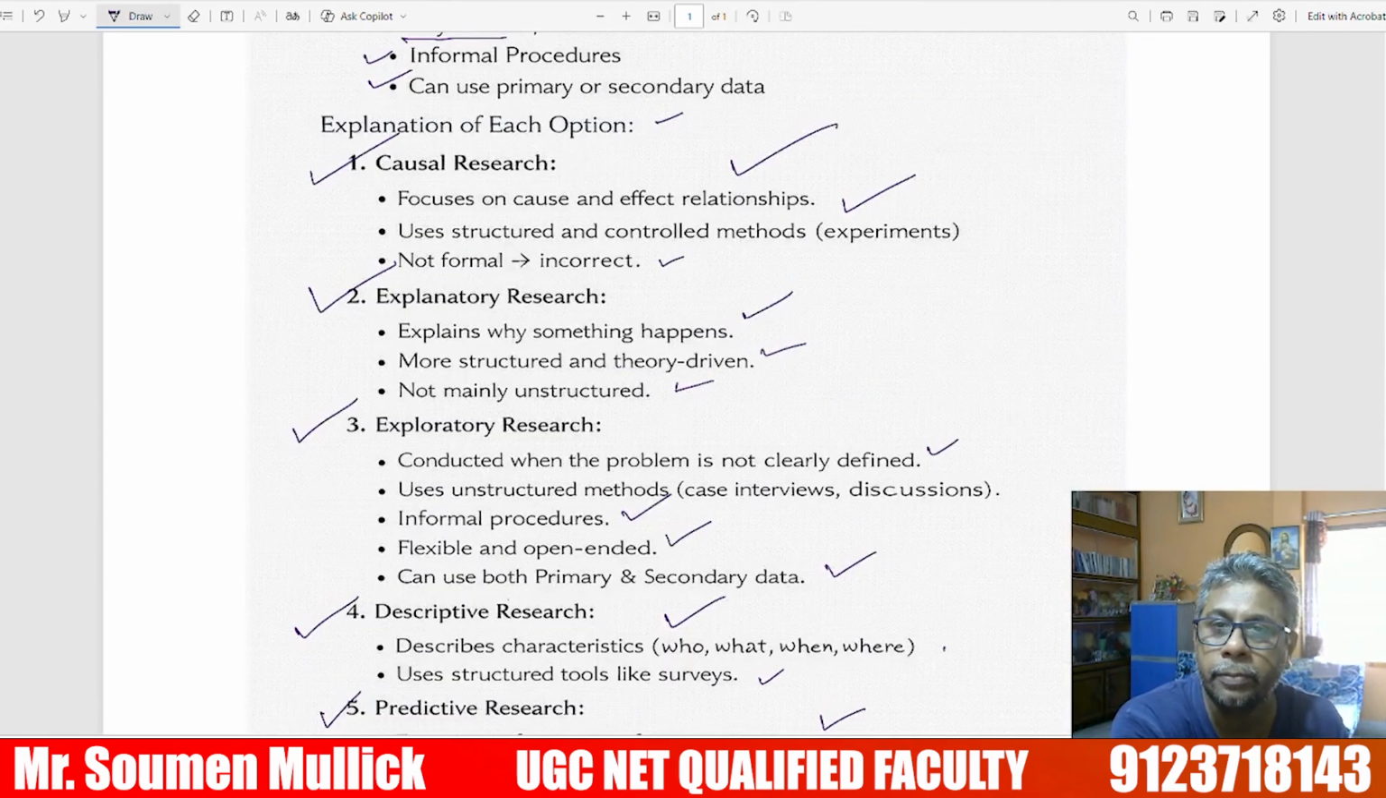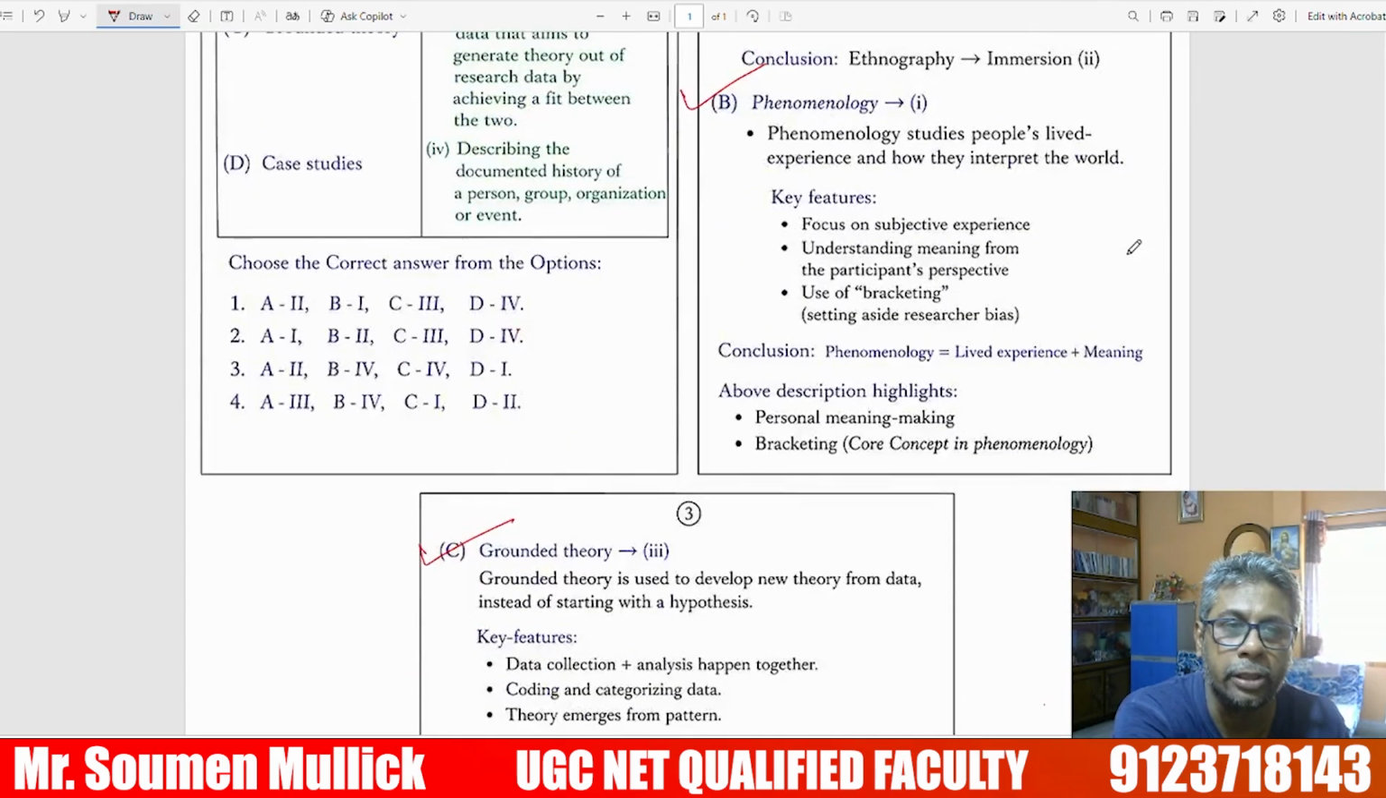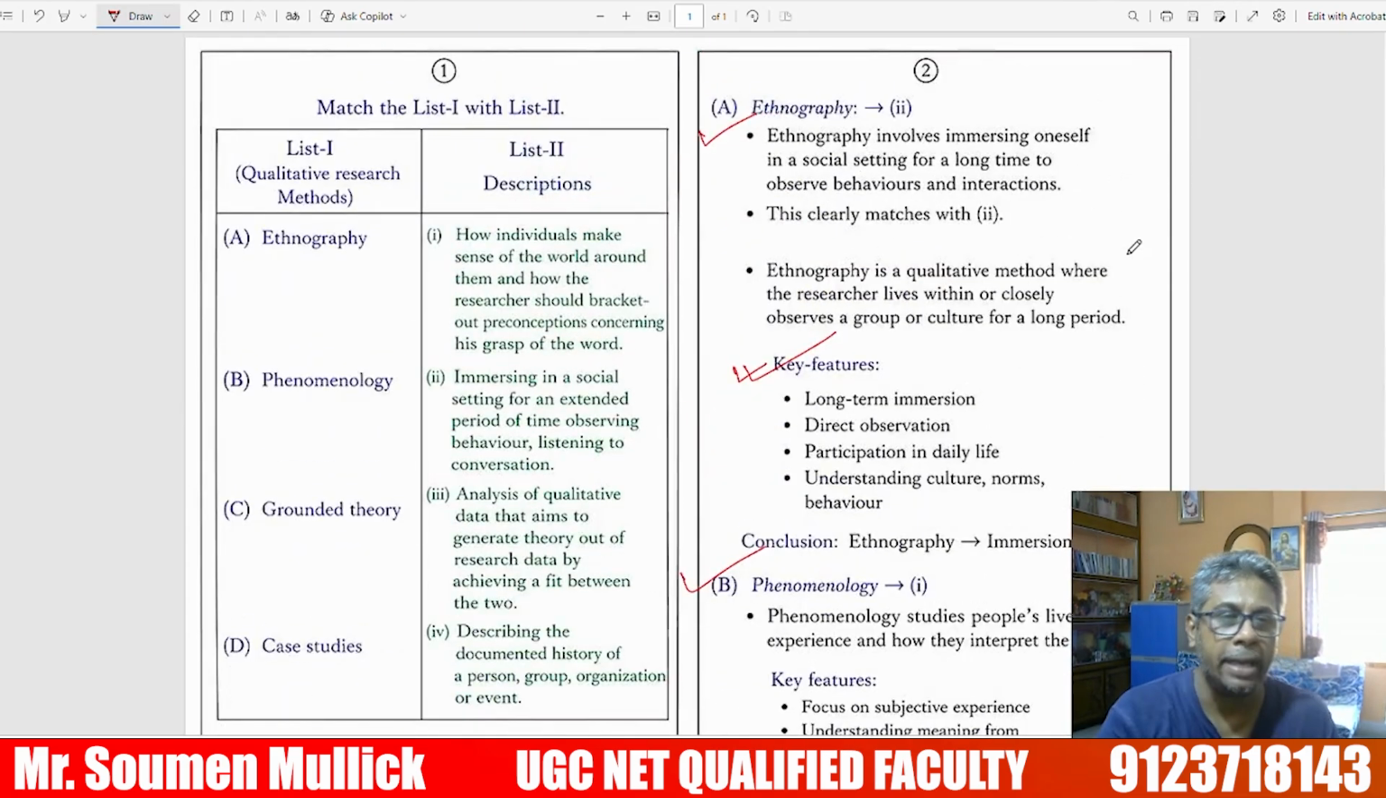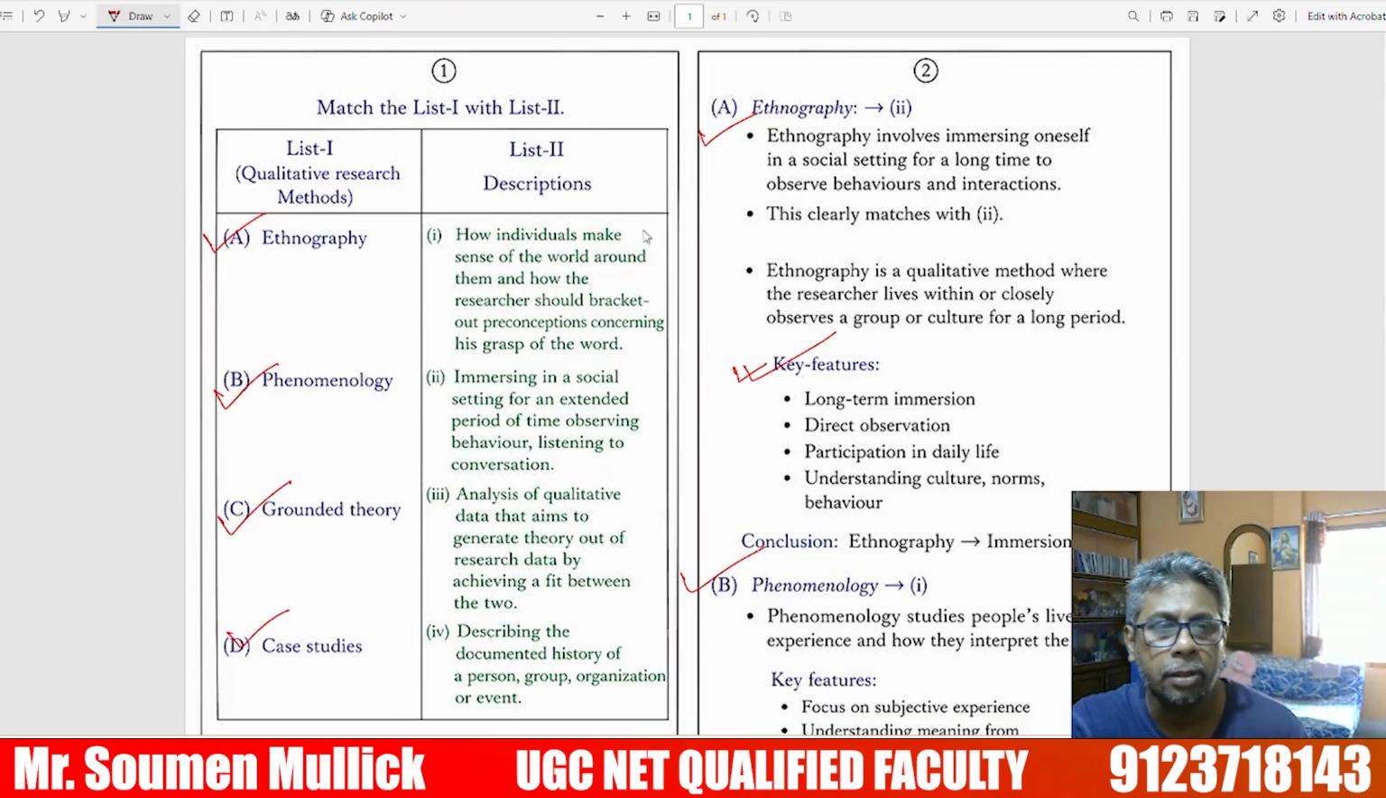Our next question, our last question, is based on matching the qualitative research methods: ethnography, phenomenology, grounded theory, and case study. Ethnography involves immersing oneself in the social setting for a long time to observe behavior. Main area: observe behaviors and interaction in a social setting. This clearly matches with two. Ethnography matches with two.